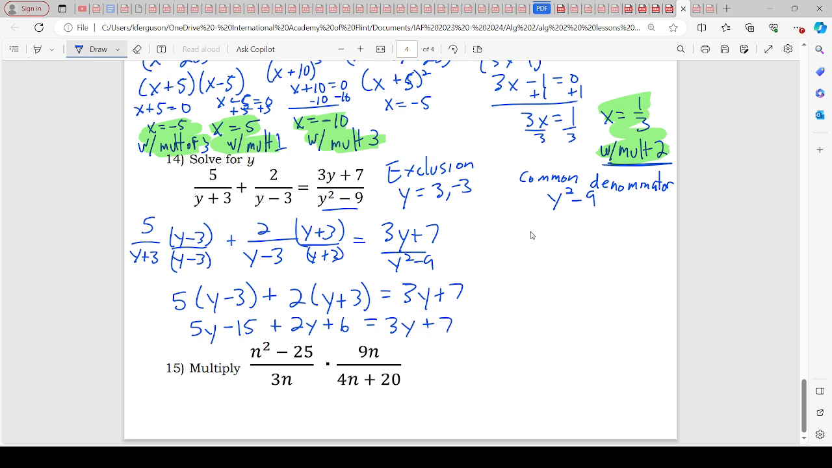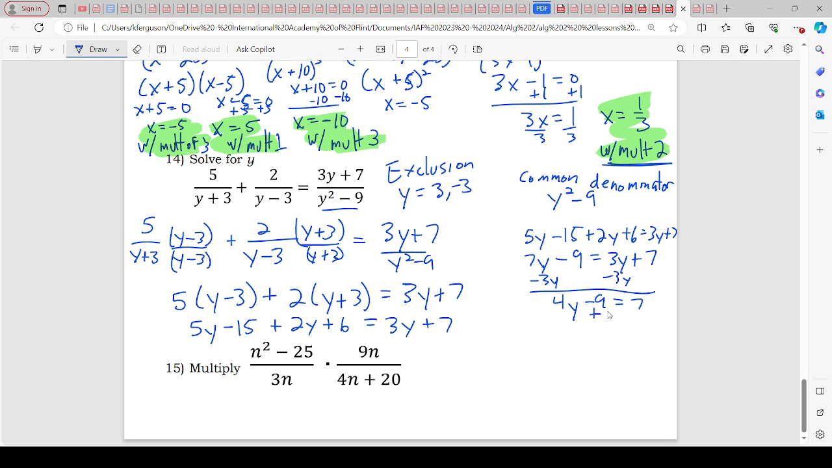So let's write that over here. 5y minus 15 plus 2y plus 6 equals 3y plus 7. So now I add like terms, stuff that's on the same side of the equal sign that's the same. I got 5y and 2y, so that's 7y, negative 15 and positive 6, so that's minus 9, equals 3y plus 7. Now I need to get the letters on one side and the numbers on the other. So I'm going to subtract 3y from both sides. And that gives me 4y minus 9 equals 7.